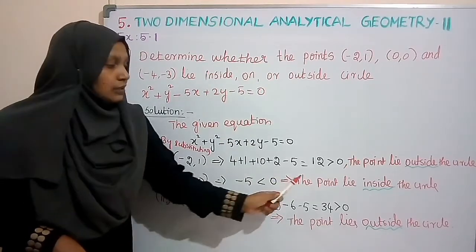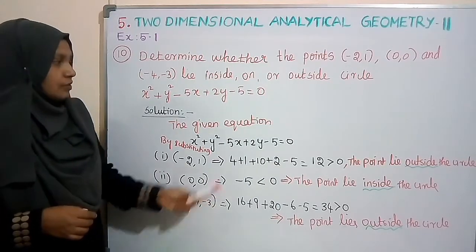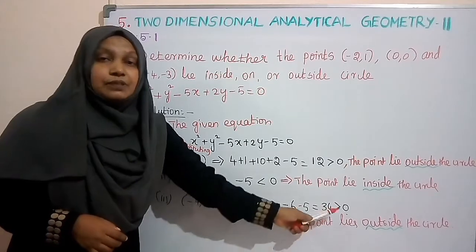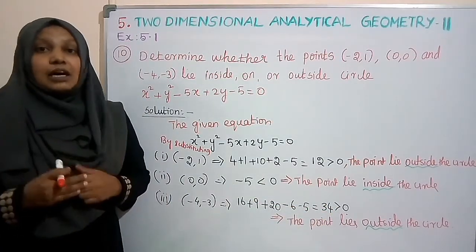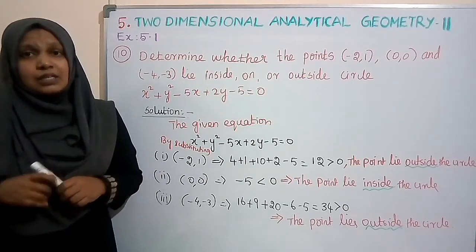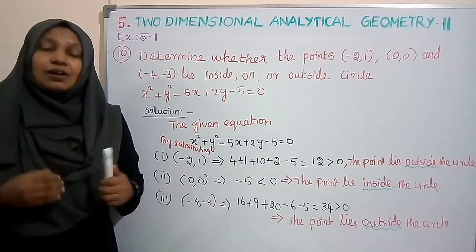So what should you write? The point lies inside the circle. And the third point also we are substituting in this equation. Finally we are getting 34, which is greater than 0. So you should write the point lies outside the circle. Suppose if you are getting equal to 0, what should you write? It is on the circle.